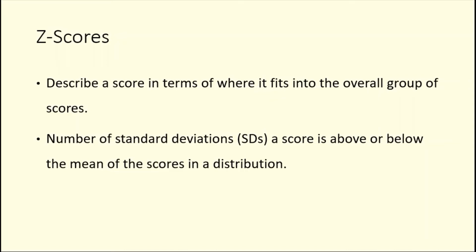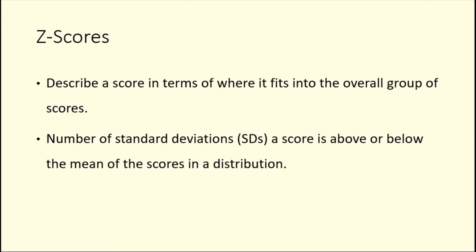In this video, we'll be talking about z-scores, and we'll look at how to convert a raw score to a z-score and how to convert a z-score to a raw score. The main purpose of z-scores is to describe a score in terms of where it fits into an overall distribution of scores. And particularly what a z-score tells us is the number of standard deviations a score is above or below the mean of the scores in a distribution.